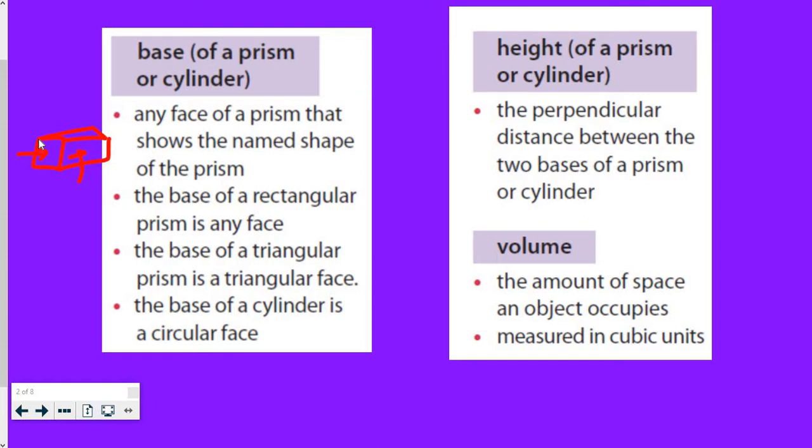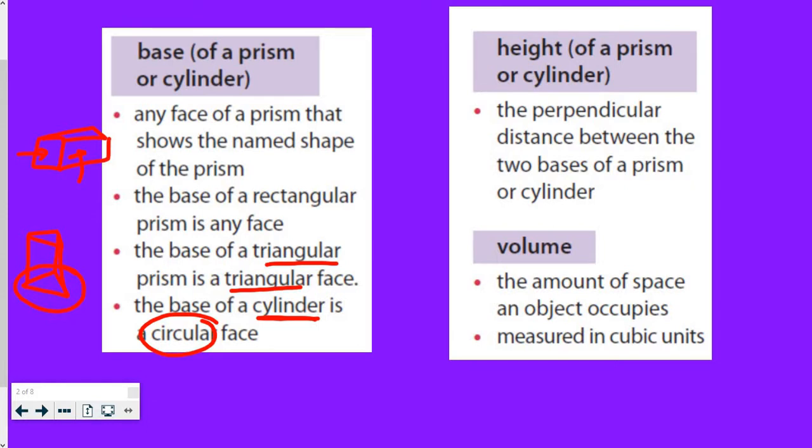In a triangular prism, it's always going to be the triangle. That's the base of the prism. Always the triangle, and the base of a cylinder is always a circle. So a cylinder is circular, and a triangular prism's base is the triangle.